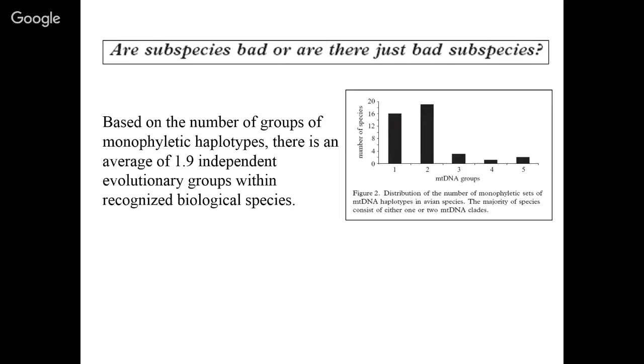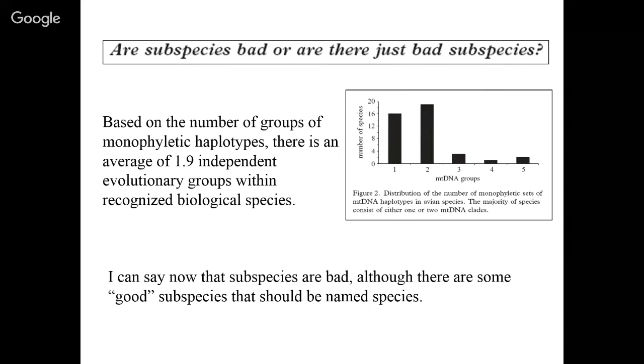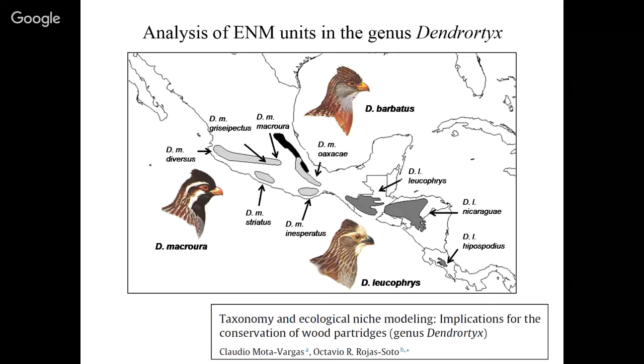Within this paper, I found a subtitle that says, "Are subspecies bad, or are there just bad subspecies?" Based on the number of groups of monophyletic haplotypes, there is an average of 1.9 independent evolutionary groups within recognized biological species. That is, the number of real entities is much larger and is not represented through the use of subspecies. So I can say now that subspecies are bad, although there are some good subspecies, but from my point of view, they should be named as species. Okay, you may say too much taxonomy, but not modeling at all.